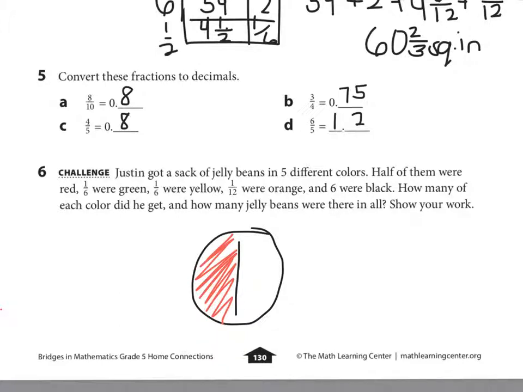I can think about a clock. I know that 1/6 of an hour is 10 minutes. So I can make little tick marks: 5, 10, 15, 20, 25, 30. Didn't really space those out very evenly. So I can think 1/6 was green. 1/6 is the same as 10 minutes. So I'm going to say this part is green.